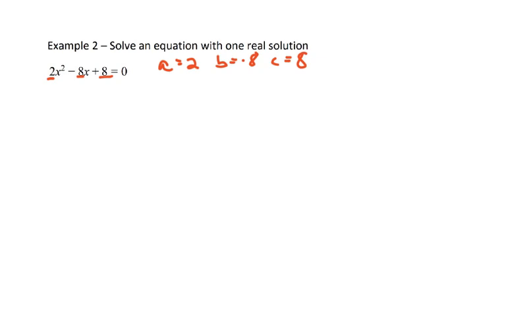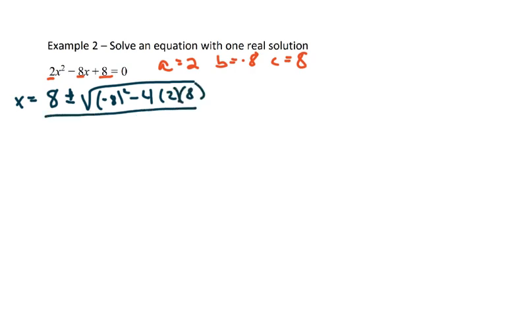Okay, so let's go right into the quadratic formula. X equals negative B. Well, remember, B is already negative 8, so we're going to go negative becomes a positive 8, plus or minus big square root of b squared, that's negative 8 squared, minus 4 times a, which is 2, times c, which is 8. And all of that over 2 times a, which is 2.